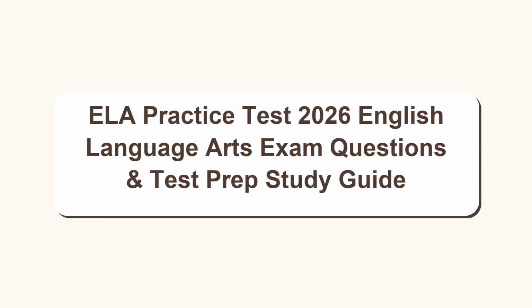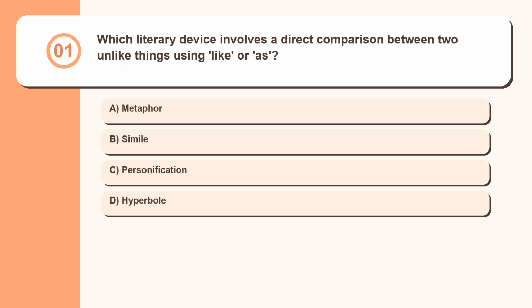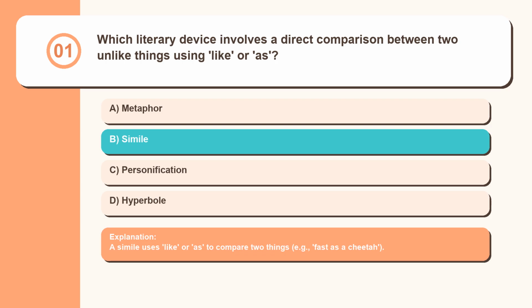ELA Practice Test 2026 English Language Arts Exam Questions and Test Prep Study Guide. Question 1. Which literary device involves a direct comparison between two unlike things using like or as? Metaphor, simile, personification, hyperbole. A simile uses like or as to compare two things, example, fast as a cheetah.